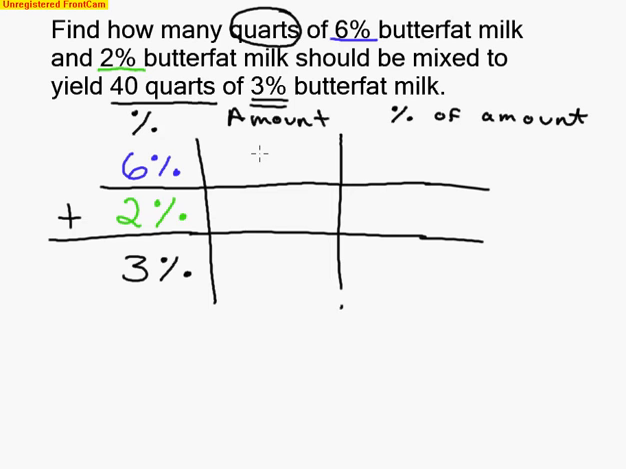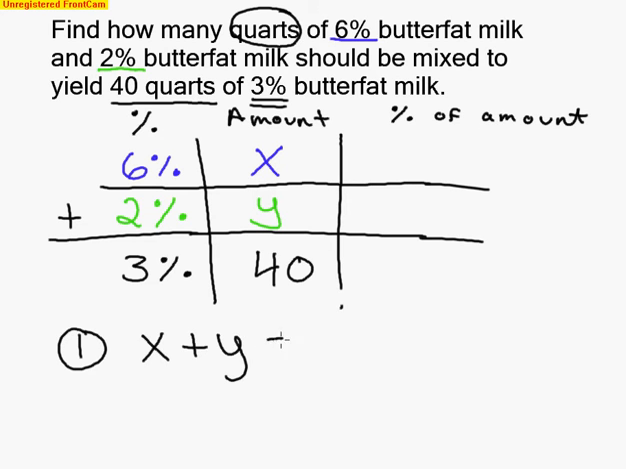Now, we do not know how many quarts of 6% we want to mix. It is unknown to us, so we'll call it x. We also have no idea how many quarts of 2% we need. It can be very different from x, or it could be the same. We'll call it y. But we do know that when we add the quarts from the 6% to the quarts of the 2%, we will end up with 40 quarts. This creates our first equation in our system: x plus y equals 40.